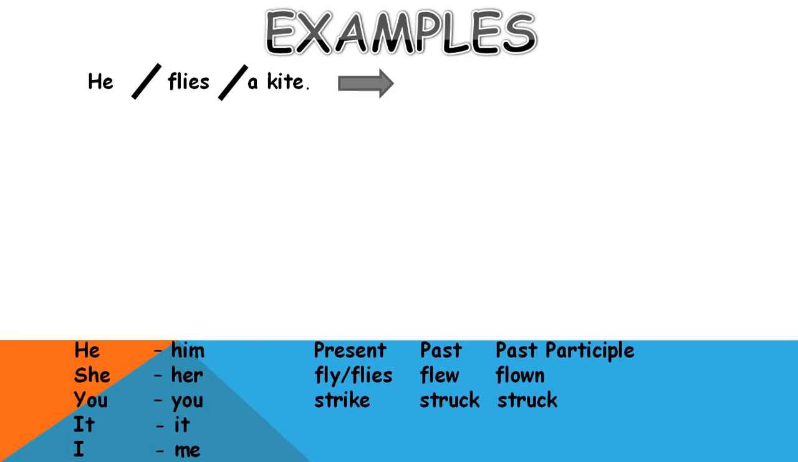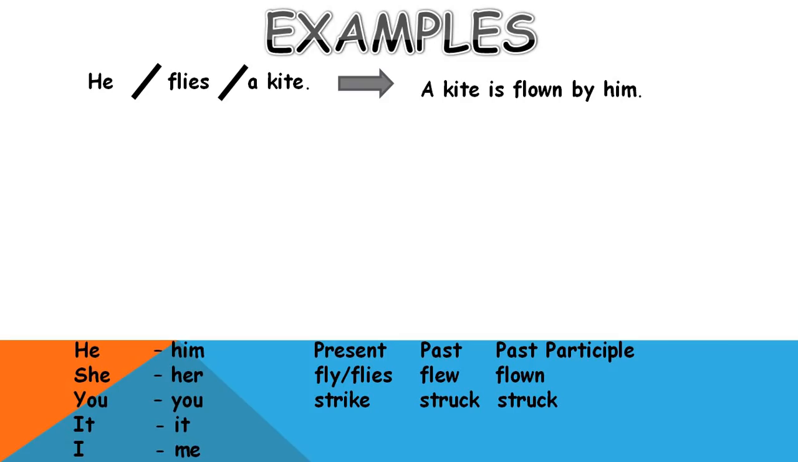Moving on, I have a few more examples for you. So he flies a kite. How will you break this? He, flies, and a kite. Again, you'll need to keep in mind that he will become him.